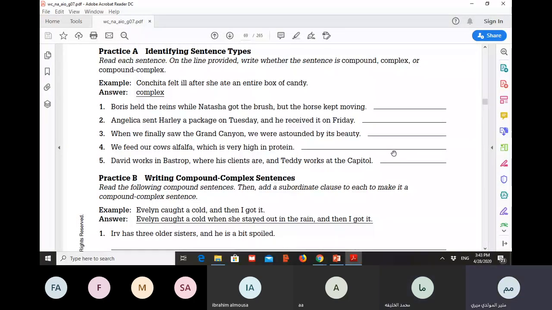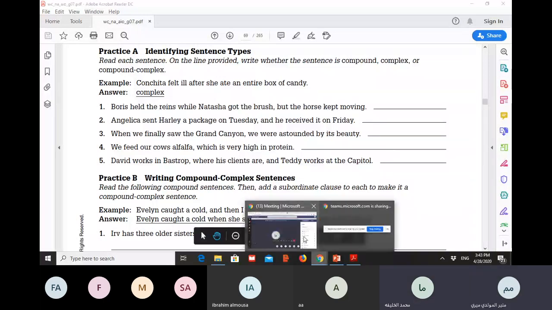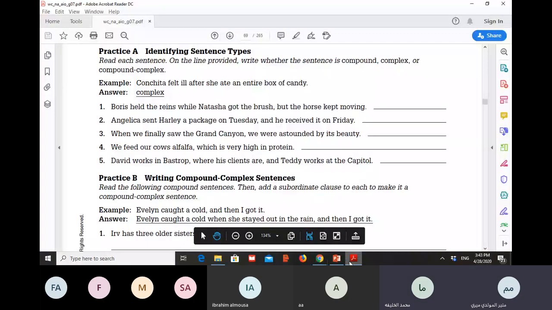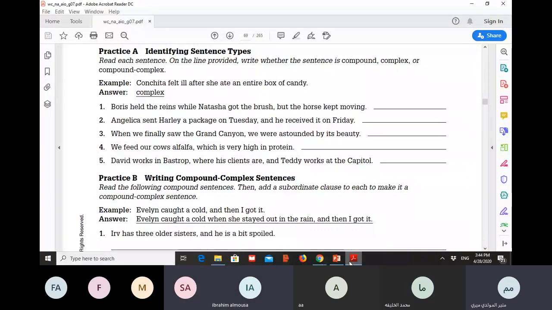I think it's compound. It's not a matter of thinking. So you need to think and you need to explain. Why did you think that it is compound? Muhannad Al-Gathami, are you there? Can you think about the sentence, Muhannad? And also, Ibrahim Al-Musa, what do you think of the sentence? Faisal, what do you think of that kind of sentence?